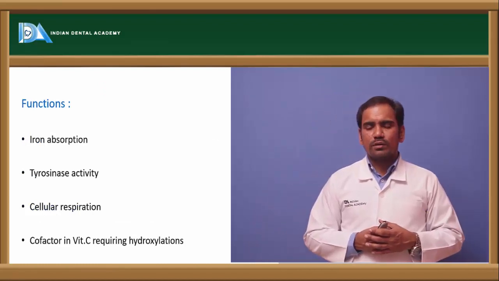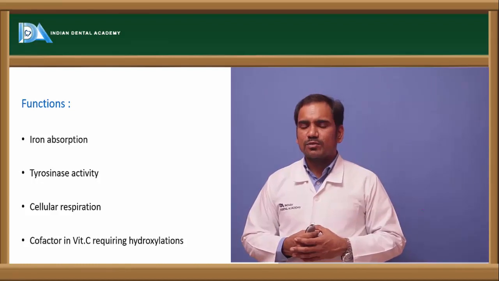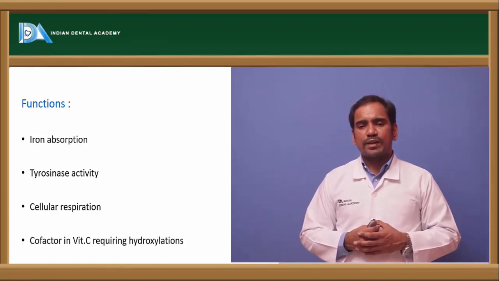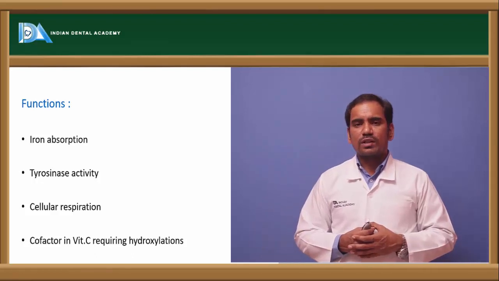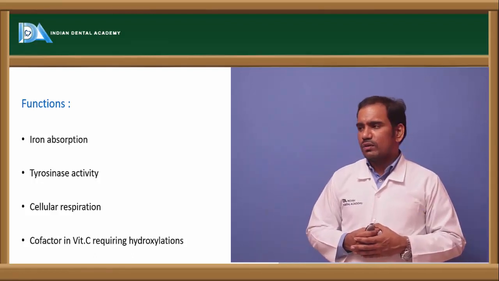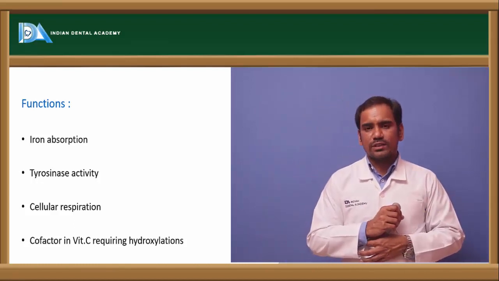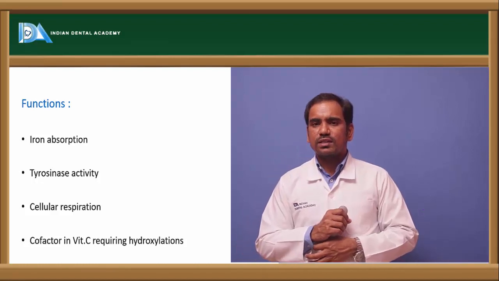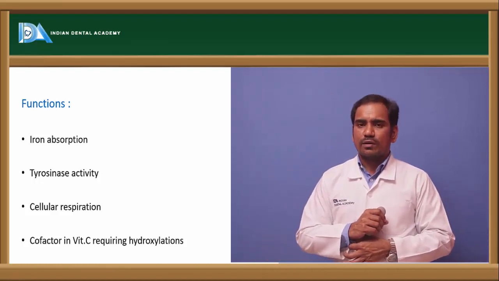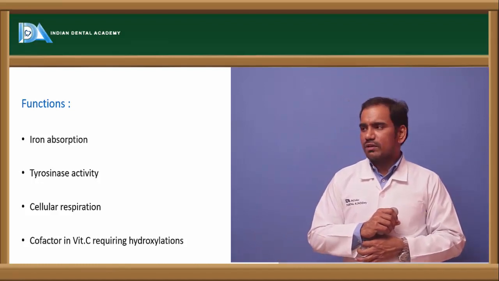Coming to functions of copper. As I told you, it is required in iron absorption because it converts the ferrous form of iron into the ferric form of iron. That is why it is involved in iron absorption. So one of the functions is iron absorption. Another function is tyrosinase activity. In the metabolism of tyrosine, we require tyrosinase. This tyrosinase requires copper as its cofactor. So that's how it is required in tyrosinase activity.